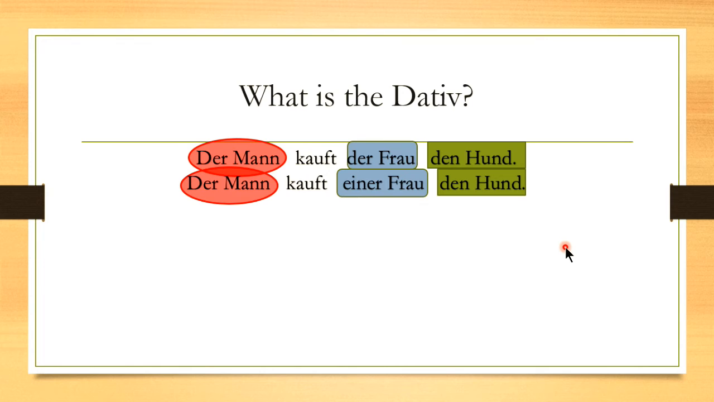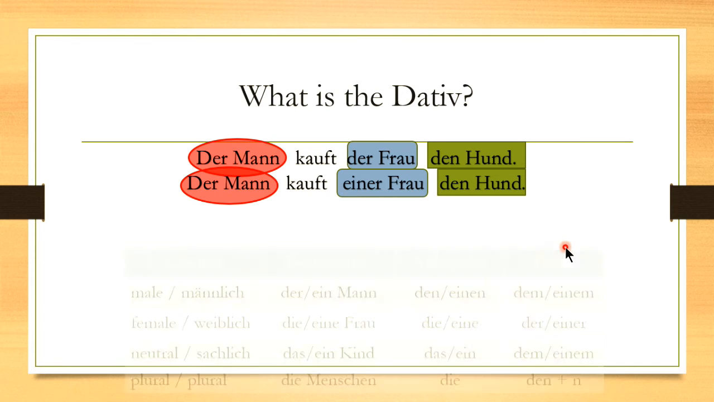And the translation for this sentence would be, the man buys the woman, the dog. Now in English that sounds really, really weird. In English we would just use a preposition. The man buys the dog for the woman. So in German, the dative takes care of that. We don't actually have to add a preposition if we don't want to, which is exactly what we most of the time do. We just say, der Mann kauft der Frau den Hund.